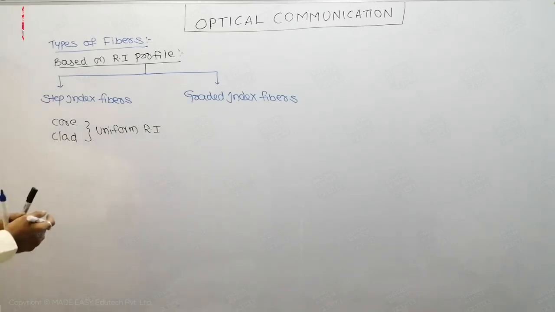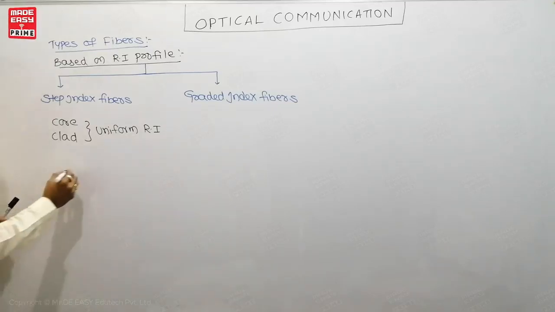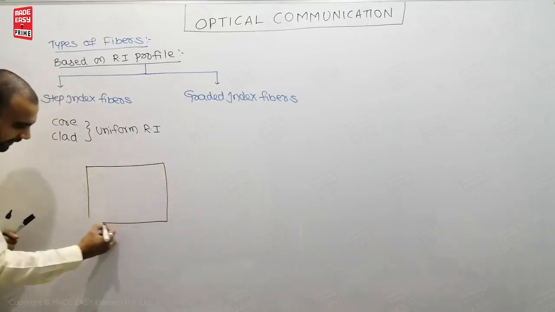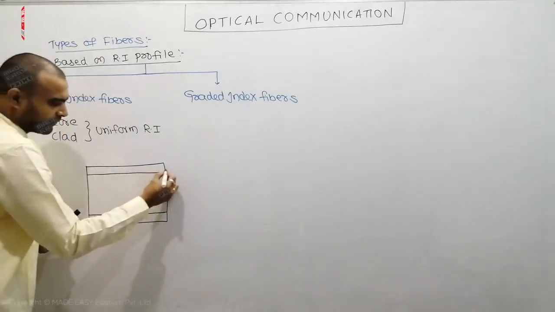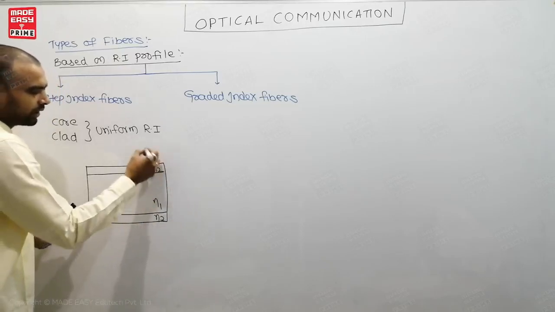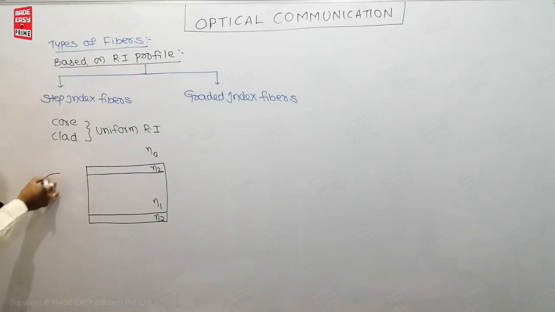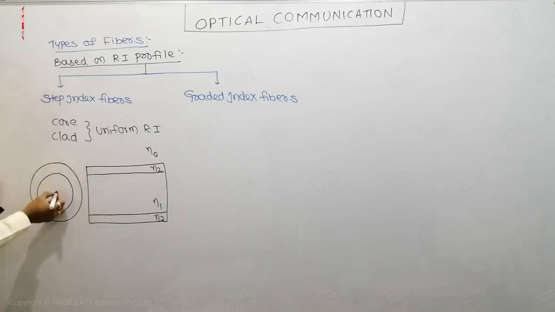Consider a fiber of length L having core and cladding, as shown in the figure. The refractive index of the core is N1, the refractive index of the cladding is N2, and the free space refractive index is N0. If you see the side view of the fiber, you find it like this: this is the refractive index of the core, and this is the refractive index of the cladding.